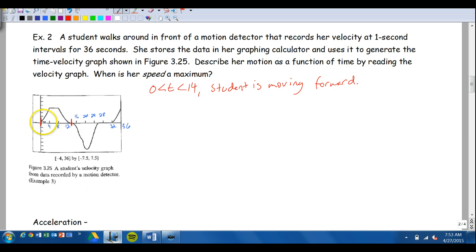Now, during 4 through 8, she's moving the fastest forward and then starts slowing down because that's when her speed is a max. The next 12 seconds, so from 14 to 26, that's 12 seconds, the student is moving backwards.